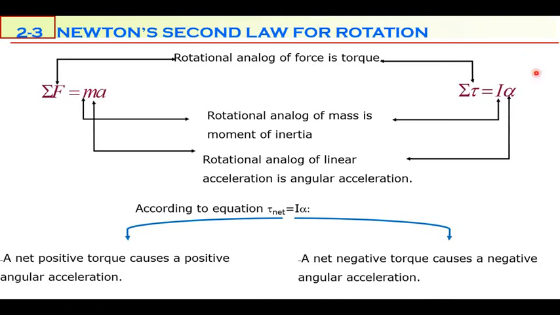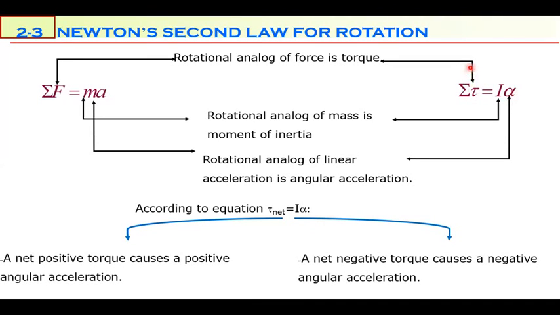And for Newton's second law for rotation, net torque is equal to, instead of m, what is the rotational analog of mass? Moment of inertia. What is the rotational analog of translational acceleration? It is angular acceleration. What is the rotational analog of force? Torque. Net torque acting on the object is equal to I times alpha. This equation tells you, if you want to start an object's rotation and increase its angular speed, that is, to give this object an acceleration, you should produce some torque on this object.